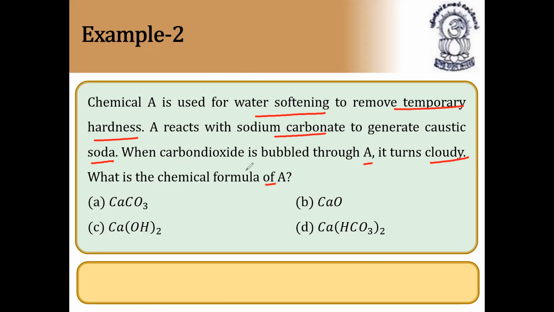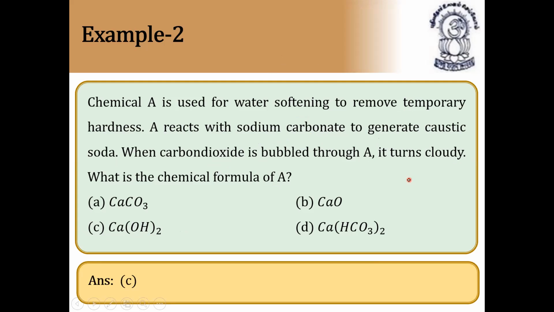Straight away we can say it is nothing but a calcium salt. It is calcium hydroxide. Why is it calcium hydroxide? Calcium hydroxide is used for water softening and to remove temporary hardness. When calcium hydroxide combines with sodium carbonate, it forms sodium hydroxide along with calcium carbonate. When carbon dioxide is bubbled into A, it turns cloudy, due to calcium carbonate. So that is nothing but C. Answer C.